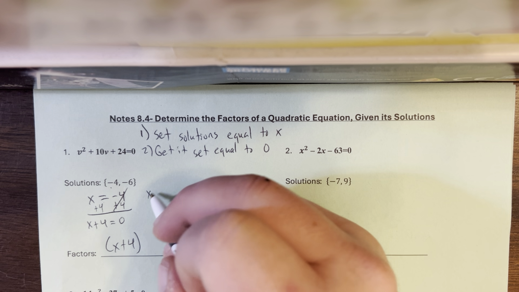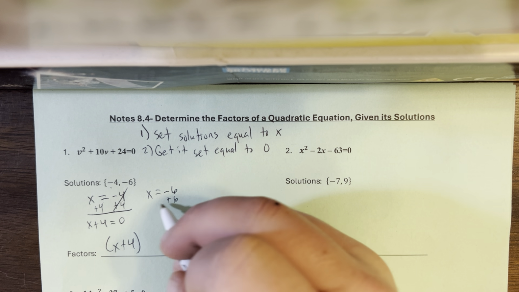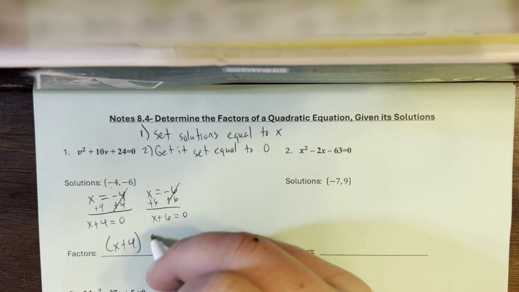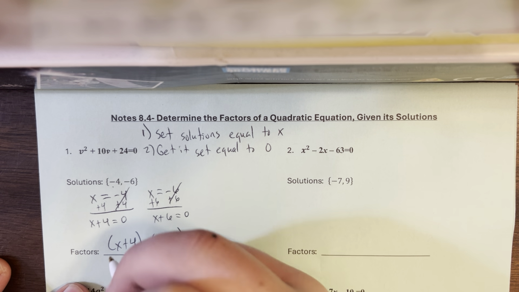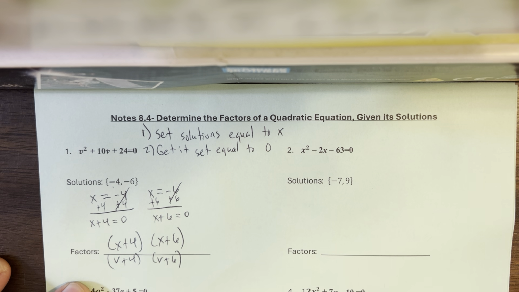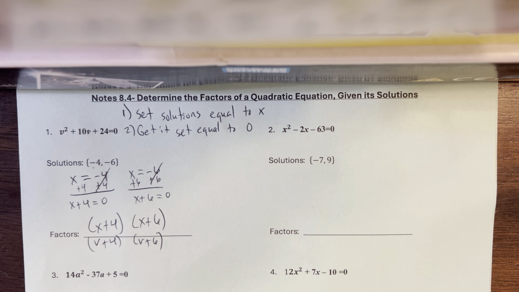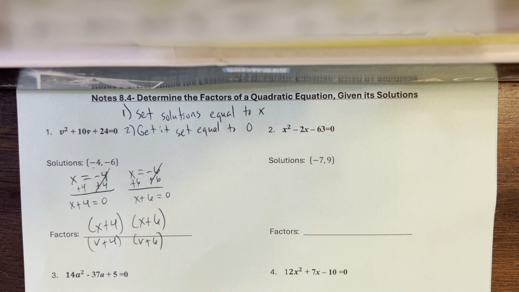The other one, we have x equals -6. And so to get rid of that -6, we're going to add 6 to the other side. And so x plus 6 equals 0. And so x plus 6 is the other factor. Actually, for this one, it's v. So it should be v plus 4 and v plus 6, but either way is fine. You can change all the letters to x's if you'd like. So there's the factors for this. If we were to multiply this out, it would go back up to the original.